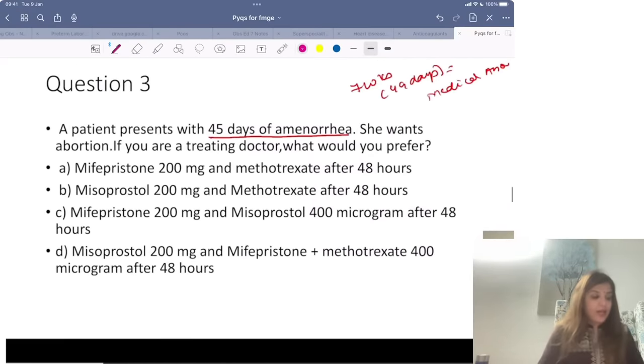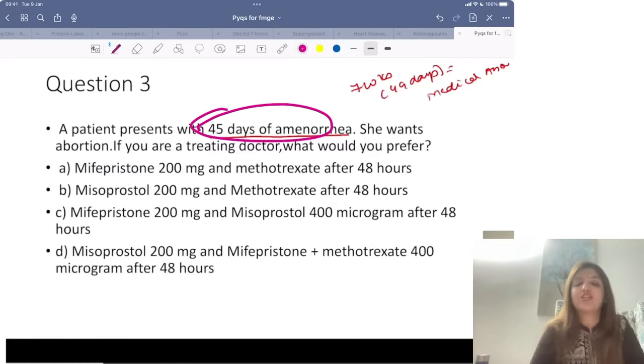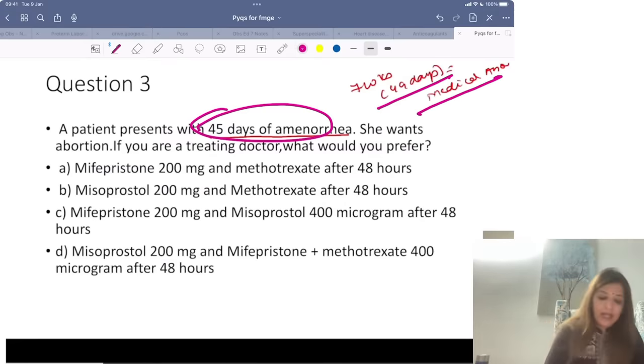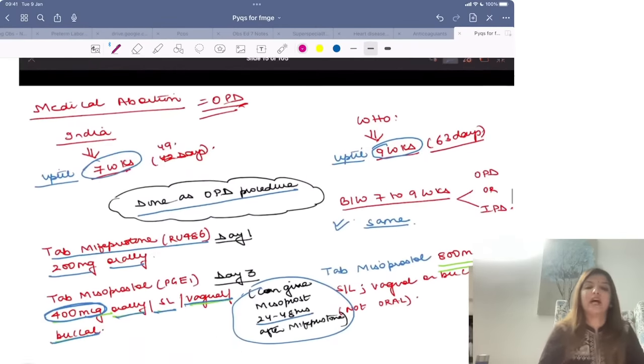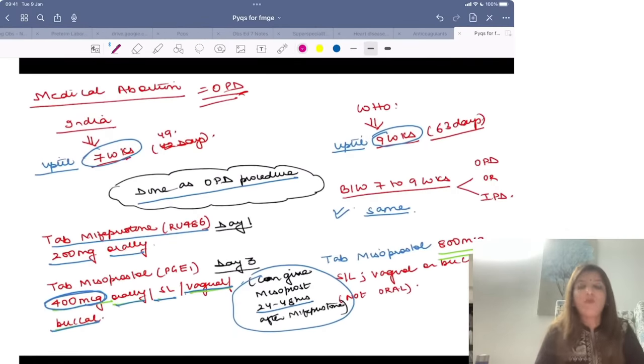Now, next question. A patient presents with 45 days of amenorrhea. She wants abortion. If you are a treating doctor, what would you prefer? 45 days of amenorrhea ka matlab hai that she is 6 weeks pregnant, right? And up till 7 weeks, that means up till 49 days, we go for medical abortion. So, in India, medical abortion is done up till 7 weeks. WHO says that medical abortion can be done up till 9 weeks, right?